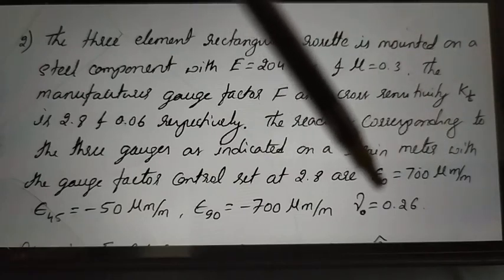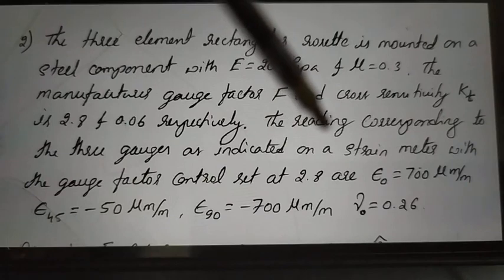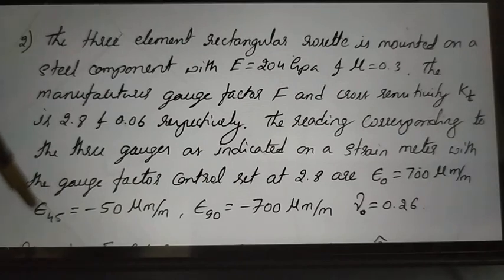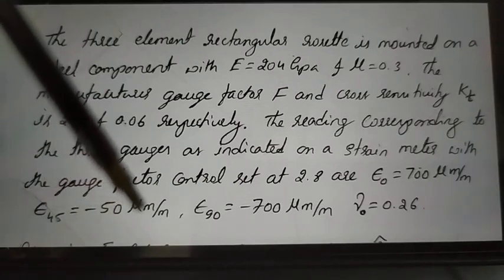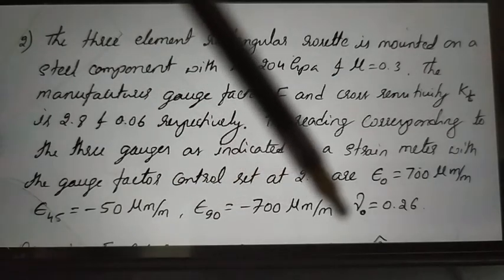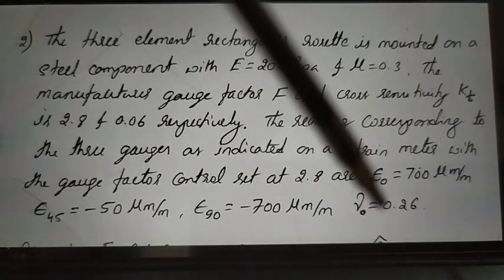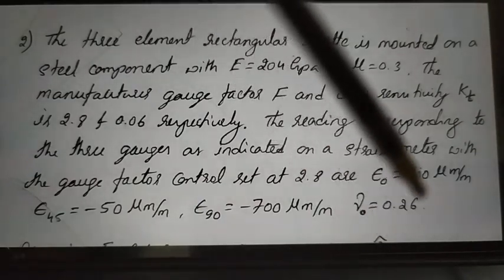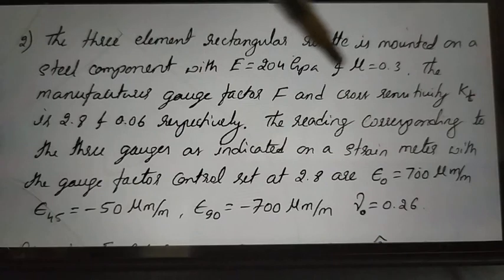You can see epsilon 0 represents the angle of that gauge. Epsilon 0 is 0 angle, so theta will be equal to 0. Epsilon 45 is minus 50 microns, and epsilon 90 is equal to minus 70 microns, meter per meter, and nu naught is equal to 0.26. So nu naught is used whenever the correction factor is going to be considered, and only nu is used when there is no correction factor used. So you have to distinguish these two values.